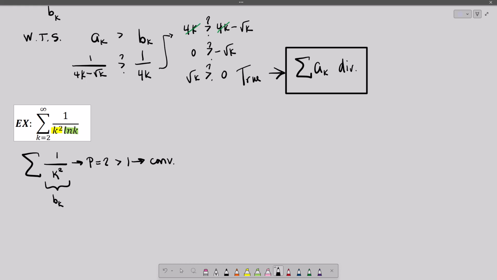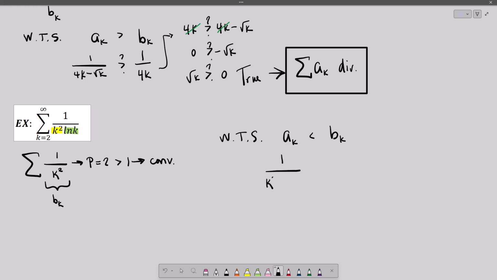The one thing to remember is that if we have a series and you chop off the first finite number of terms, that's not going to change convergence or divergence. So if we have this series that starts at 2, if you started at 2 or 10, that's not going to change convergence or divergence. The inequality we would like to show here is that the a sub k is smaller than the b sub k.